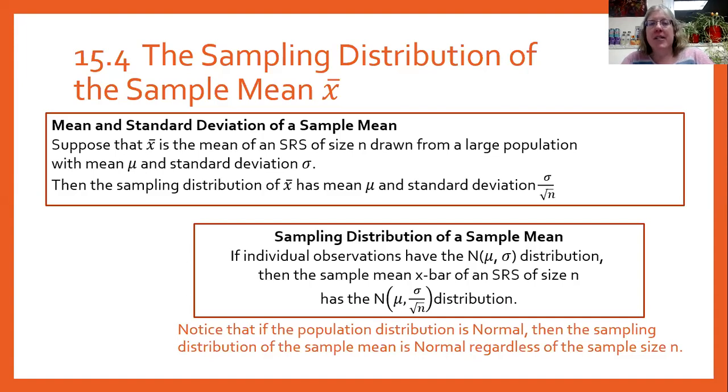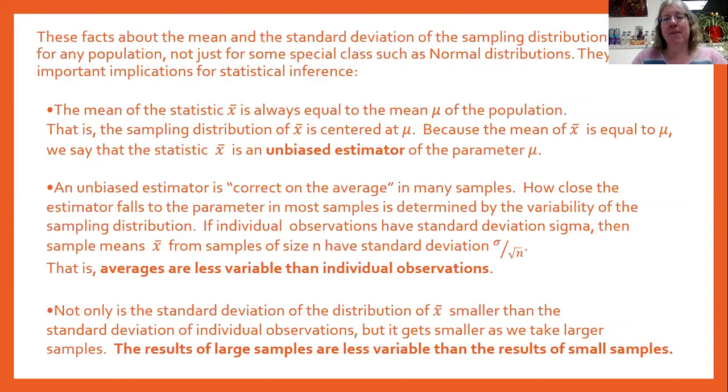Then our sampling distribution for X bar is also going to have a mean of mu, but the standard deviation is going to be slightly different. It's going to be sigma divided by the square root of n. Okay, so we're going to take a look at some of those facts. We'll come back and revisit the bottom half of this slide in a little bit, but let's take a look at some of those facts.